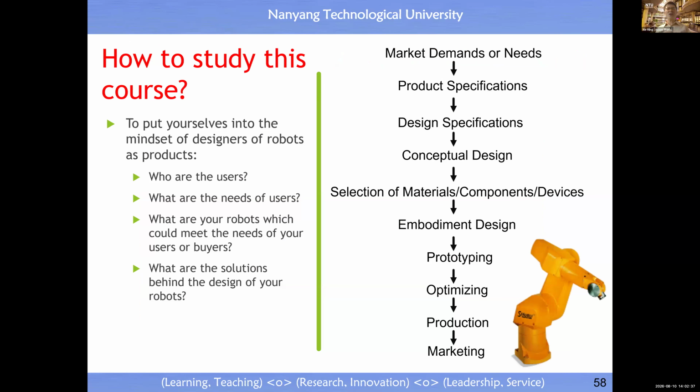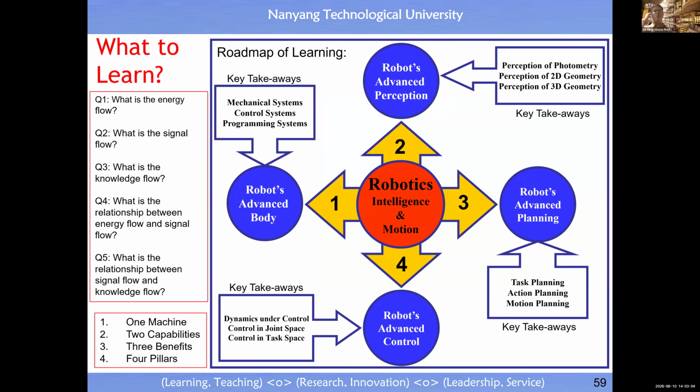Then how to study this course? The recommendation is to put yourself into the mindset of a designer. Ask this question: who are the users of a robot, and what are the needs of your user? Then what robot are you going to offer to the buyer or user? And then how to develop, design and implement your robot. So we want you to become a designer of a robot.